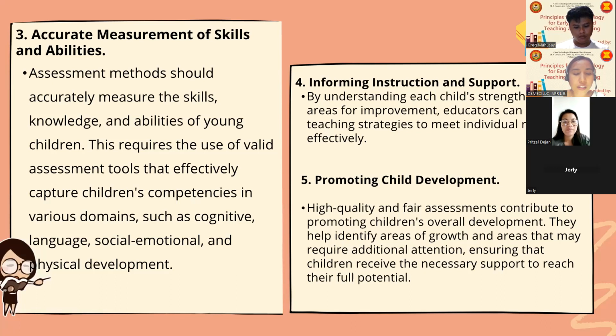So you need to consider the cognitive, language, social, emotional, and physical development. Okay, and the next one is informing instruction and support. By understanding each child's strengths and areas for improvement, educators also can tailor their teaching strategies to meet individual needs effectively. Number 5, we have promoting child development. High quality and fair assessment contribute to promoting children's overall development. They help identify areas of growth and areas that may require additional attention, ensuring that children receive the necessary support for their full potential.